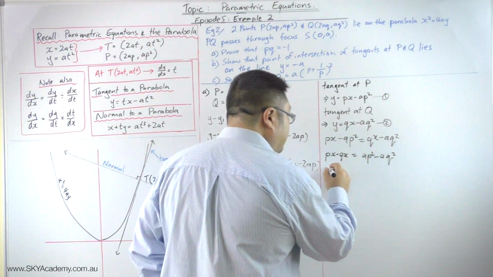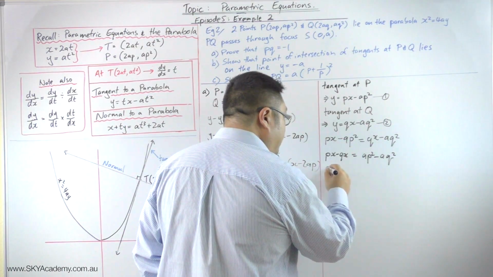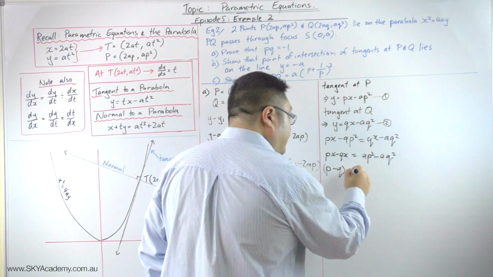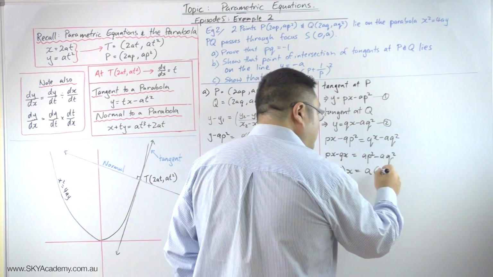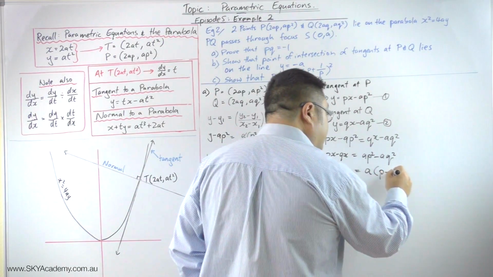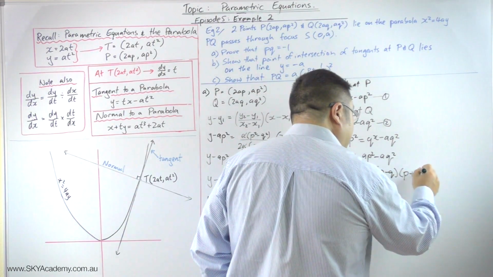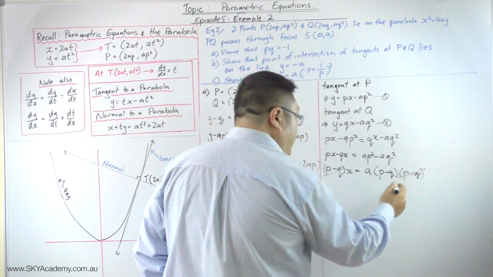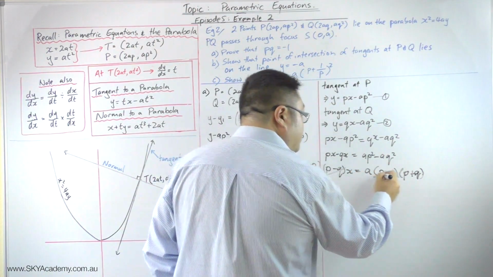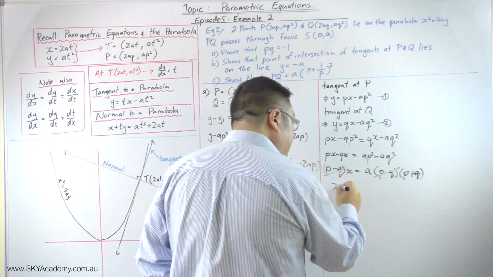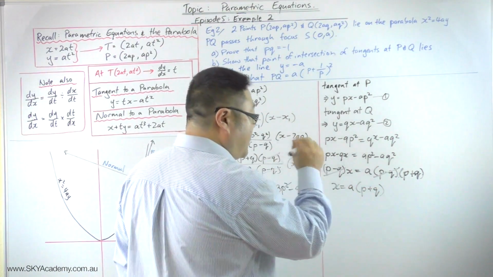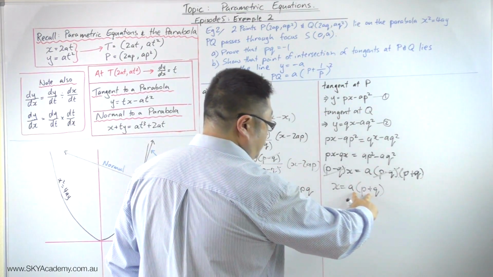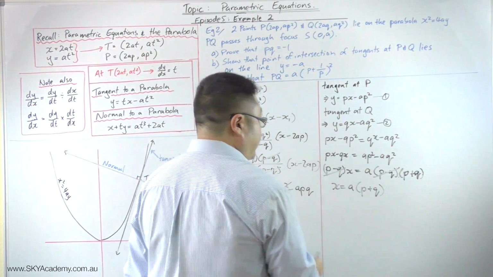So basically what we do from here is (p - q)x equals a, and this is the difference of two squares, which basically is (p - q)(p + q). That cancels with that, which leaves you with x equaling a(p + q). To find the y coordinate, you then substitute that into any one of those equations.